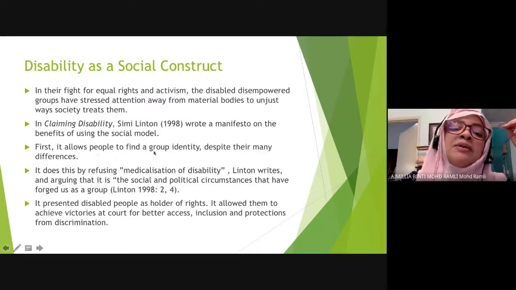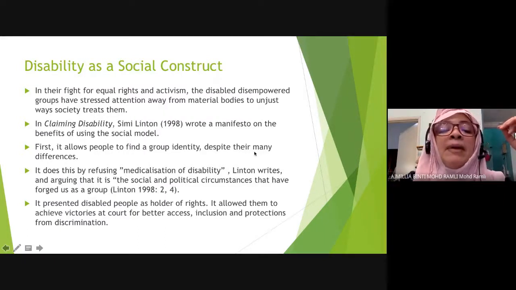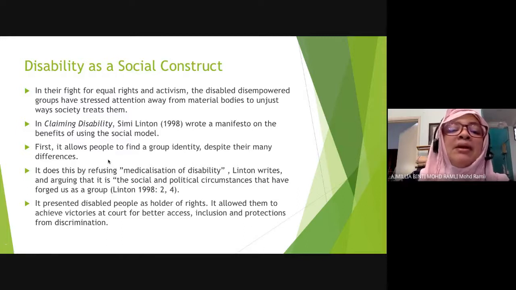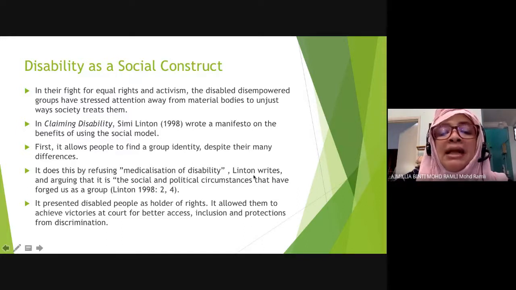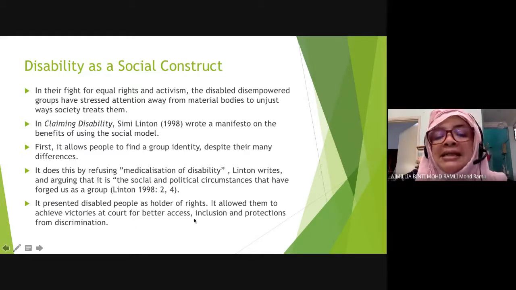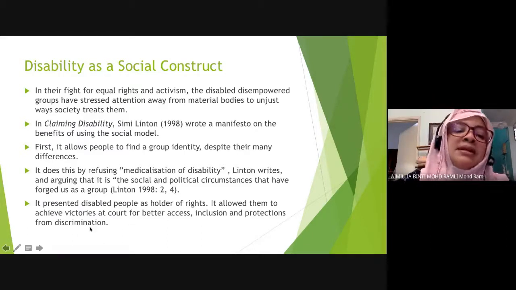First, it allows people to find a group identity despite their many differences, because all people have many disabilities, but they can group themselves in one group. It does this by refusing medicalization of disability, Linton writes, and arguing that it is the social and political circumstances that have forged us as a group. It presented disabled people as holders of rights. It allowed them to achieve victories at court for better access, inclusion, and protection from discrimination.